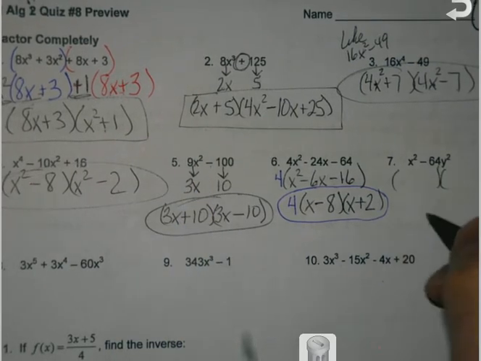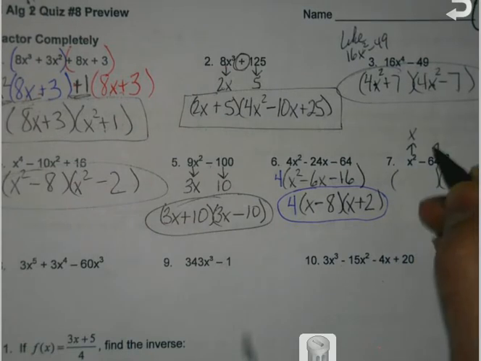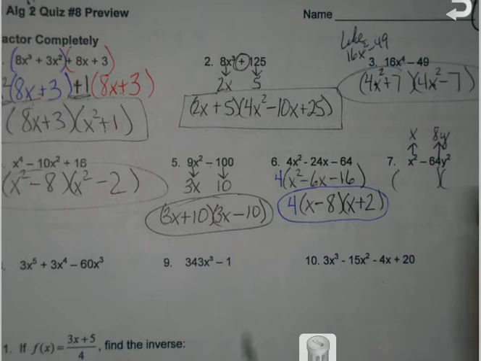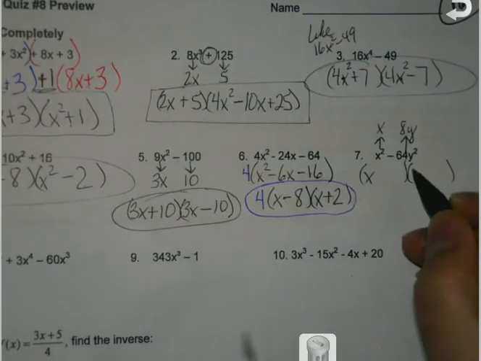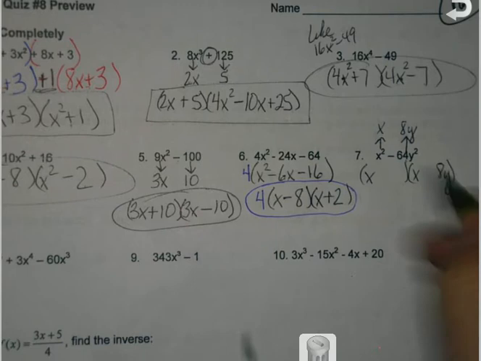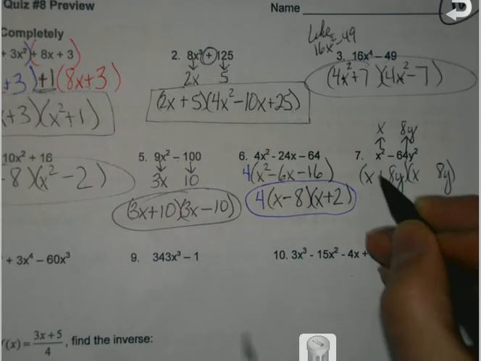What do I square to get each one? I square x to get x squared. I square 8y to get 64y squared. And I really think something as simple as doing this little bit up here is really going to help some of you to not do something silly, like just write down 8 minus x minus 8y and think you're done. Plus, minus.